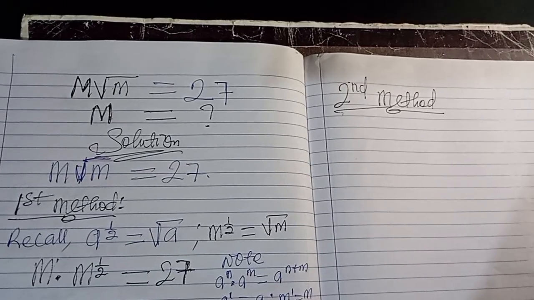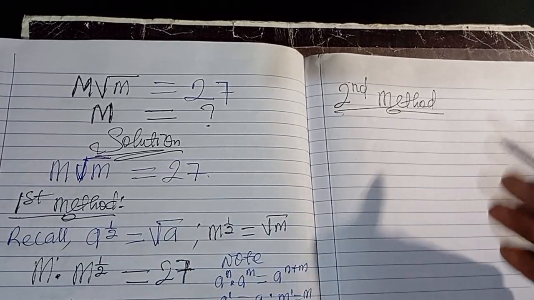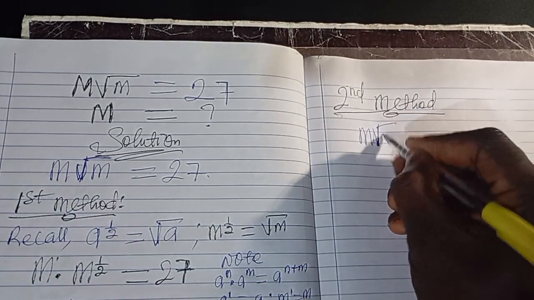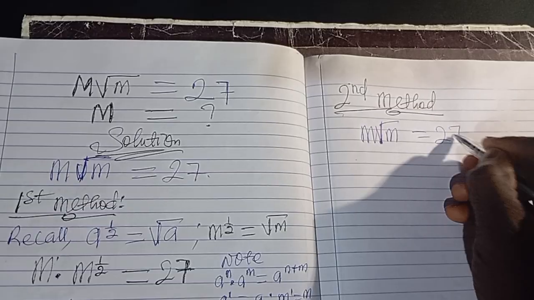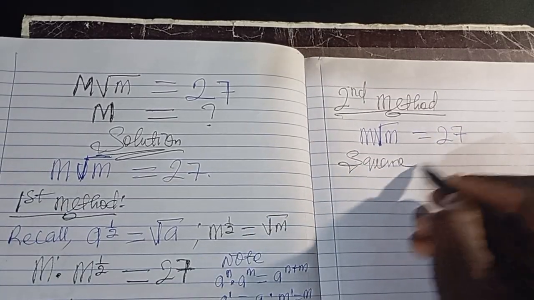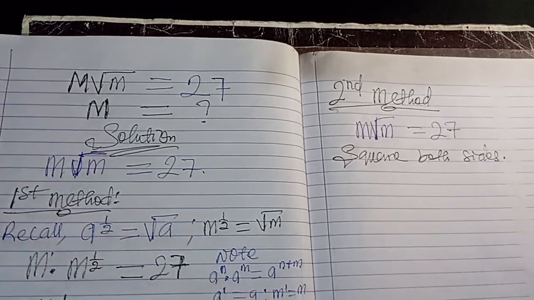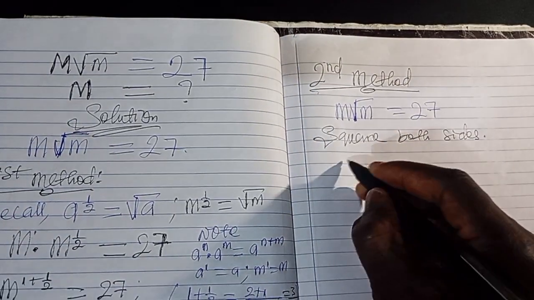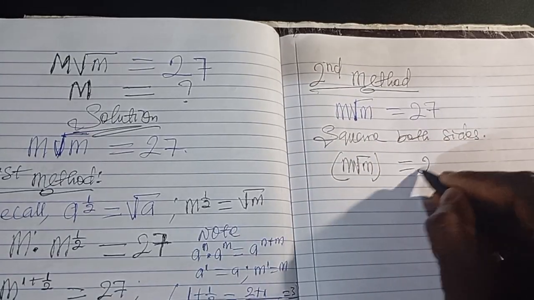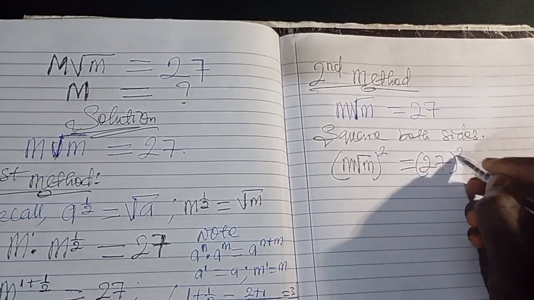Alright, the second method is still the same thing, but I express it in another form. We were given m raised to power m equals 27. Now square both sides. If I square both sides, I will have m root m, all raised to power 2.